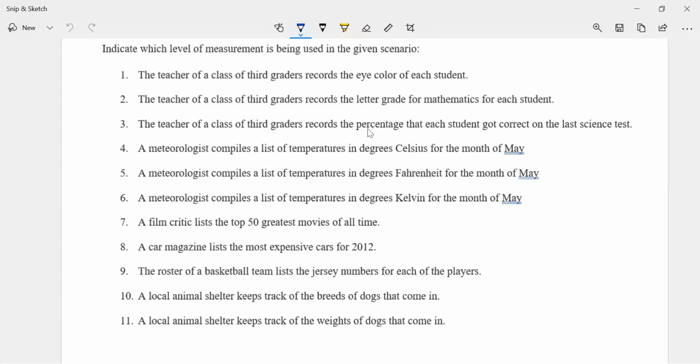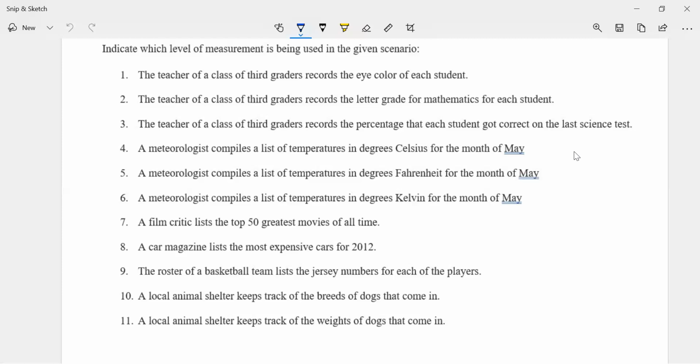Remember for weather, I said weather is not ratio because I cannot say 100 degrees is just 4 times as much as 25 degrees, because 25 degrees is cold and 100 degrees is hot. But percentage on the test, those I can do. Now for number 4, a meteorologist compiles a list of temperatures in degrees Celsius for the month of May. So my values will be whatever the weather is for May, and then I expect some numbers, right? Now this will be interval level measurement.